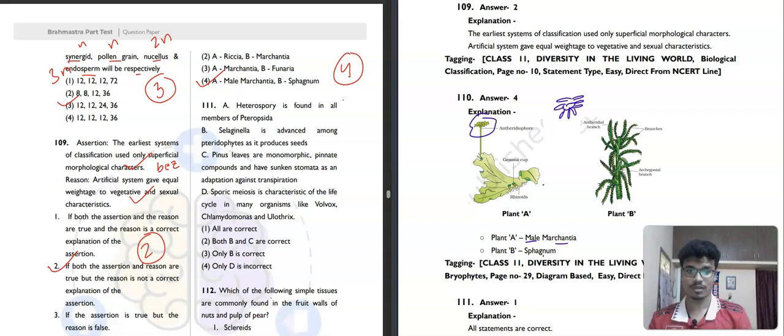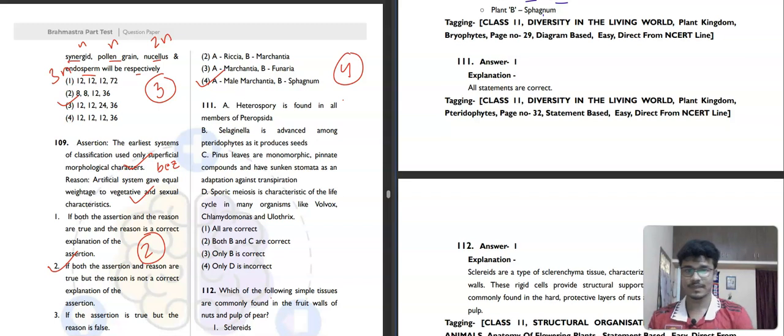Then question number 111. It is saying that heterospory is found in all members of Pteropsida. Correct. Then Selaginella is advanced among pteridophytes as it produces seeds. Absolutely correct. Then Pinus leaves are monomorphic pinnate compound and have sunken stomata as adaptation against transpiration. This is also correct. You have studied the morphology, so you may know about this. Then sunken stomata, you know that. Then sporic meiosis is characteristic of the life cycle in many organisms like Volvox, Chlamydomonas and Ulothrix. Sporic meiosis, you know that. So all the statements are correct. So first option will be our correct answer.